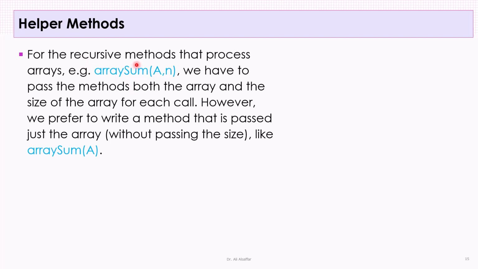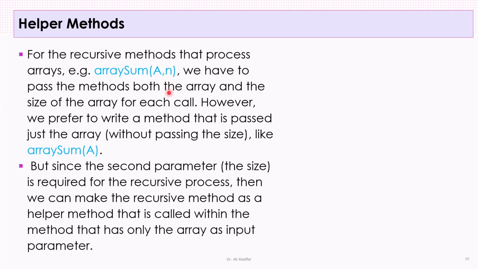For recursive methods that process arrays, for example, array sum, it has two input parameters, a, which is the array, and n, which is the size. We have to pass the method both the array and the size of the array for each call, because n is required for this method. However, we prefer to write a method that is passed only the array, without passing the size. But you know that the size is compulsory for these methods.